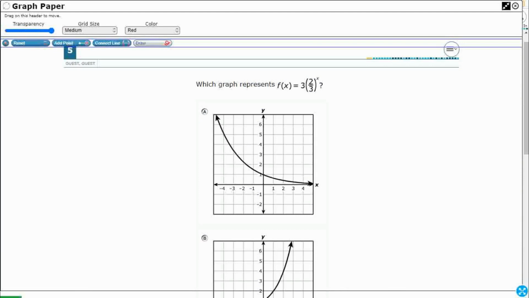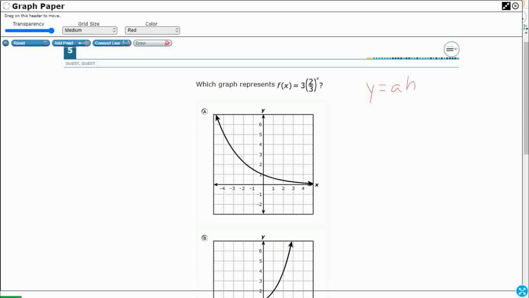What do we know about exponential functions? Alright, so our exponential function is going to have a standard form of this: y equals a times b to the x power. Now, these terms, the a and the b term, are very helpful in identifying what a graph is going to be. So, let's see what we have here.